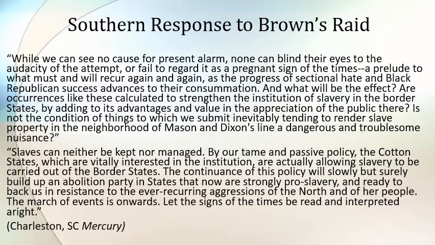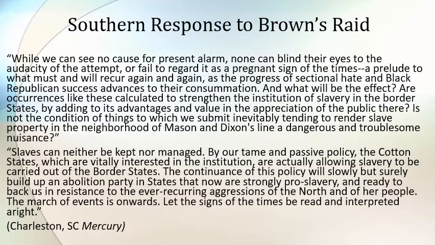Second paragraph. Slaves can neither be kept nor managed. By our tame and passive policy, the cotton states, which are vitally interested in the institution, are actually allowing slavery to be carried out of the border states. The continuance of this policy will slowly but surely build up an abolition party in states that now are strongly pro-slavery and ready to back us in resistance to the ever-recurring aggressions of the North and of her people. The march of events is onwards. Let the signs of the times be read and interpreted aright.